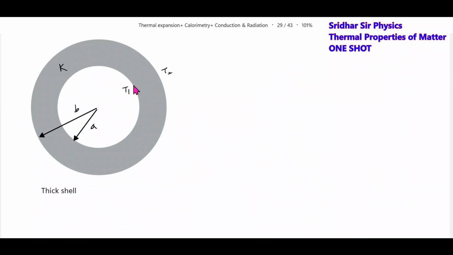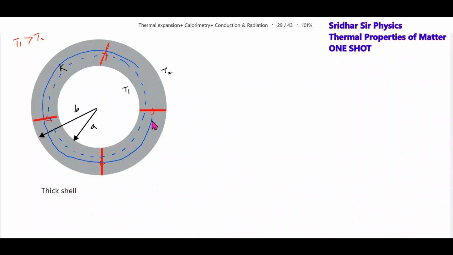Now similarly, this is a thick shell. The inner surface is at temperature T1, the outer surface at temperature T2, where T1 is greater than T2. How will the heat flow? The heat will flow radially outward. Here I'll ask you to assume a thin shell. Okay, fine. Here the thickness of this, let it be dx. Let the radius be x here. How will the heat flow normally? Radially outward, better you can call it.